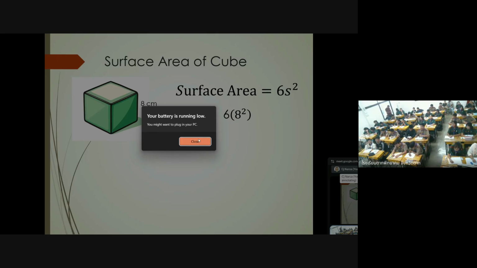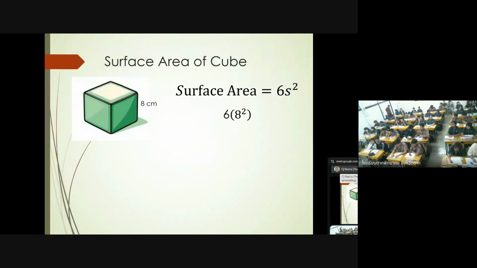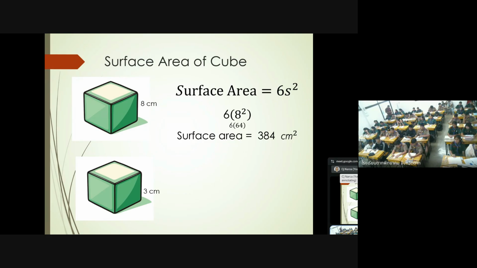64. Okay? So we have 64 and then multiply by 6. So therefore, we have 64 times 6. The answer is 384 centimeter squared. Okay? Try this. How about 3 centimeter?